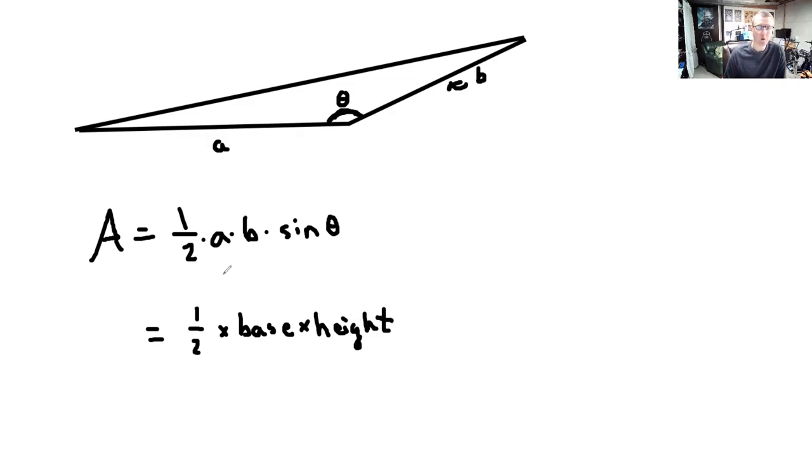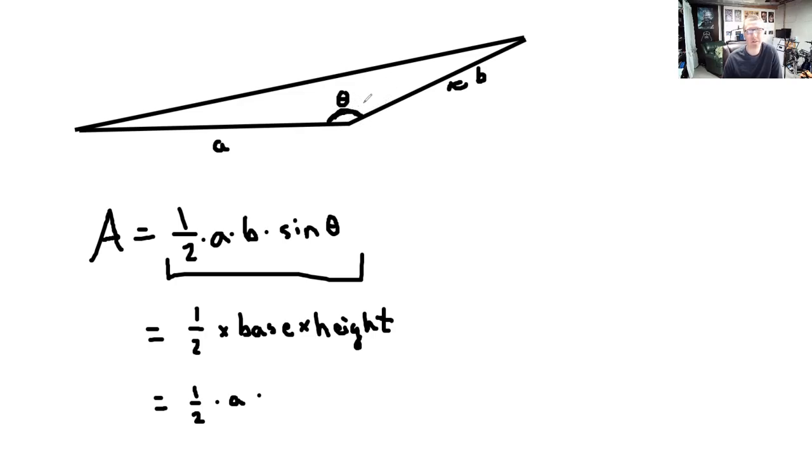So what are those things in here? Well, here we go. 1/2. We've got to fix something. We've got to fix either A or B as a base or a height. It's suggestive here that A is our base. So we'll just say A is our base. And what is our height then? It must be B times sine theta. How do we get that?